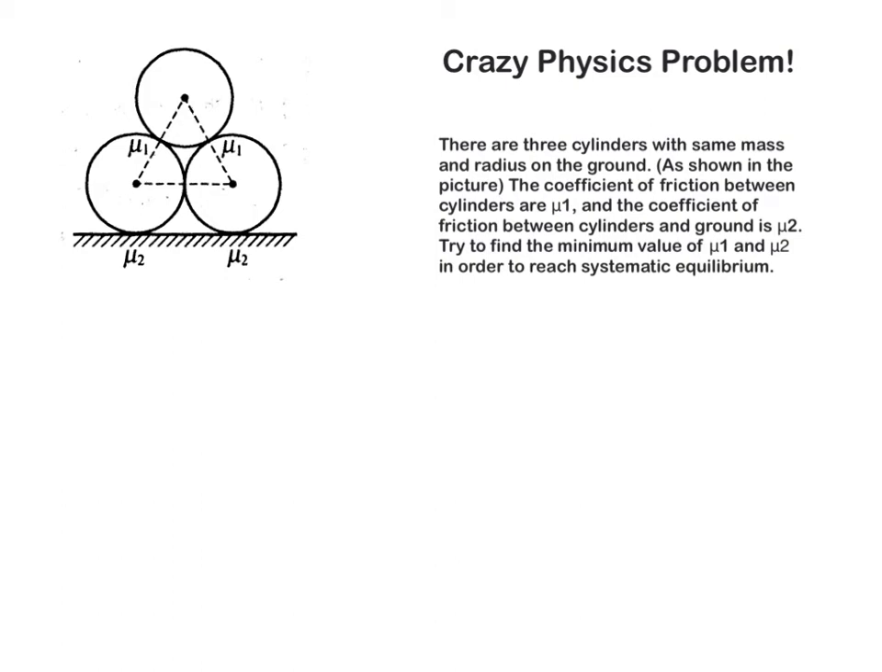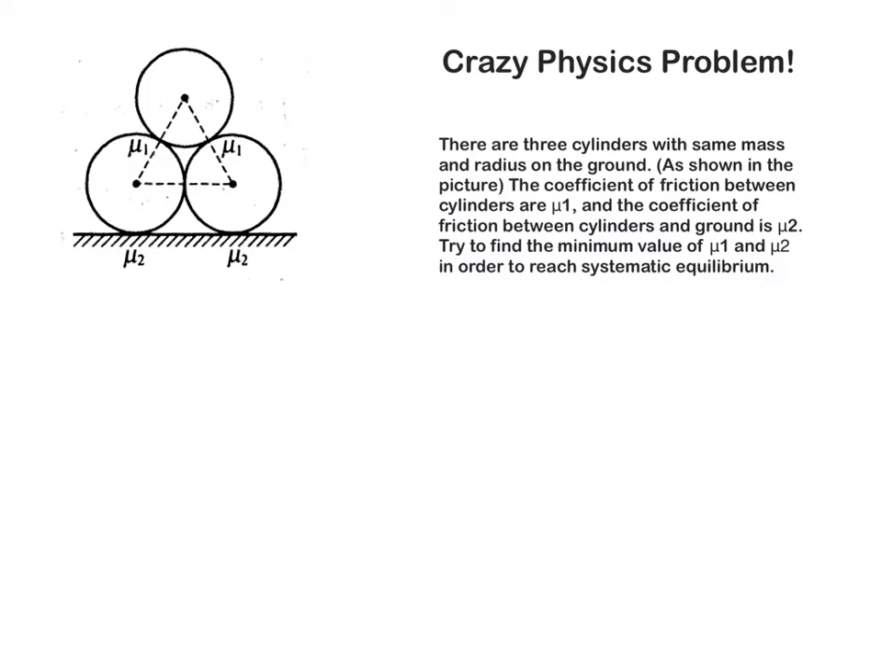This time, let's challenge a crazy physics problem. The problem reads: there are 3 cylinders with the same mass and radius on the ground. The coefficient of friction between cylinders is μ1, and the coefficient of friction between cylinders and ground is μ2. Try to find the minimum value of μ1 and μ2 in order to reach systematic equilibrium.